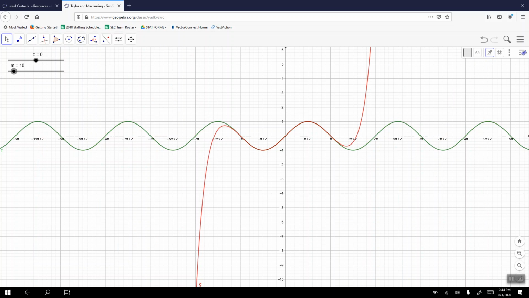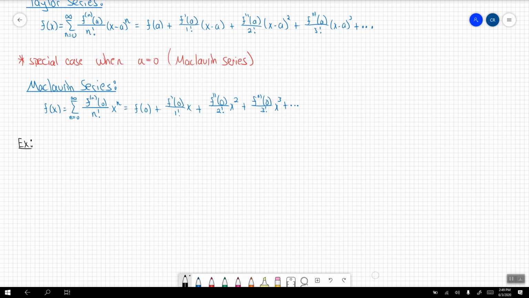Again, this brings up interesting results. Now that we are able to see a more realistic version of this, or actually envision it a little bit more, let's start analyzing some of these problems where we will be using Taylor or Maclaurin series. So let's go back to the whiteboard.